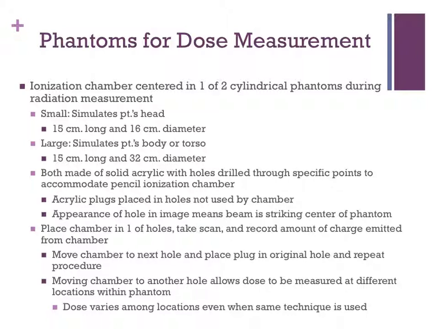The procedure for measurement is to place the ionization chamber in one of the phantom holes, take a scan, and then record the amount of charge emitted from the chamber. Then the chamber is moved to the next hole. The plug is placed in the original chamber hole, and the procedure is completed.